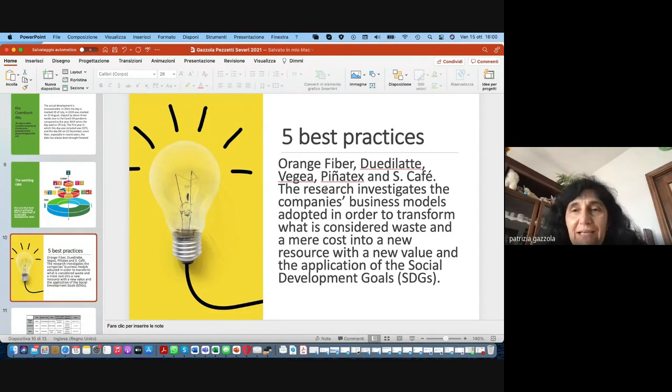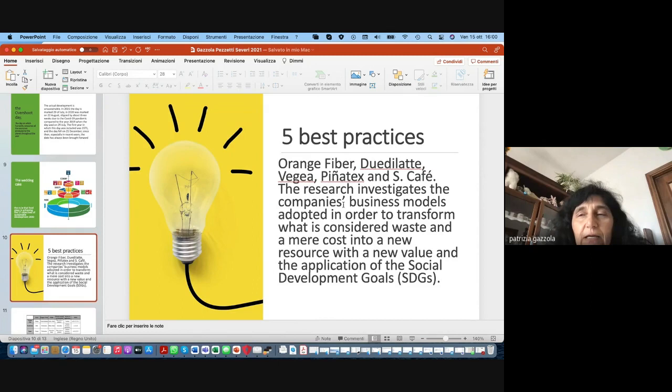And Duedilatte is also an Italian company. They started to produce raw material from milk that was overdue. It was a woman who had some overdue milk in the fridge, and she said, what can I do? I don't want to throw it away. And they started to do research on using overdue milk to produce raw material. It's a very nice raw material, similar to silk.